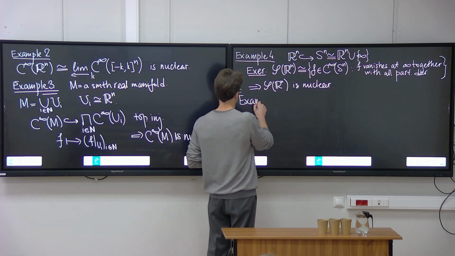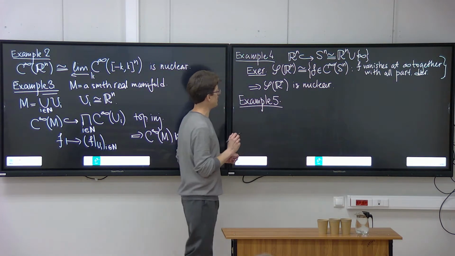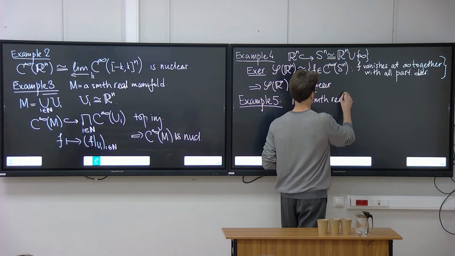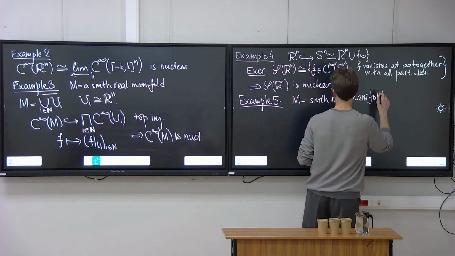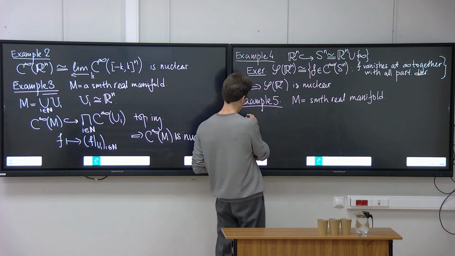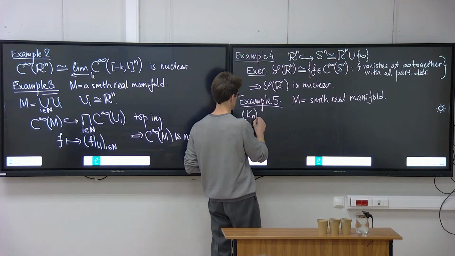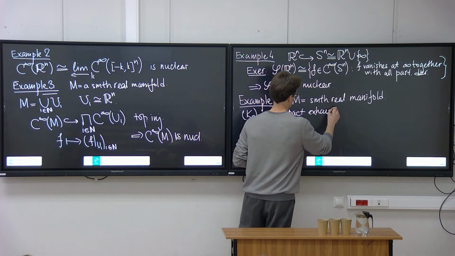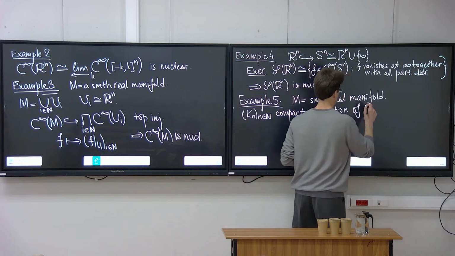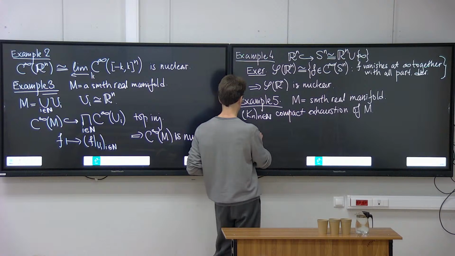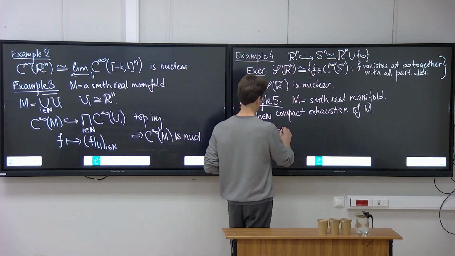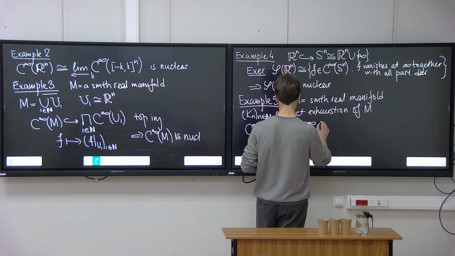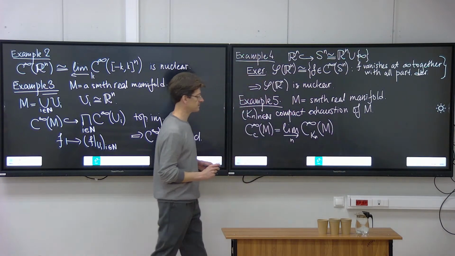Example 5. Let's now look at the space of smooth compactly supported functions. Again, we take a smooth real manifold M. We take a countable compact exhaustion, K_n, of M. And we represent the space of smooth compactly supported functions on M as the locally convex inductive limit of the spaces of smooth functions supported at K_n. So the limit is taken over n.